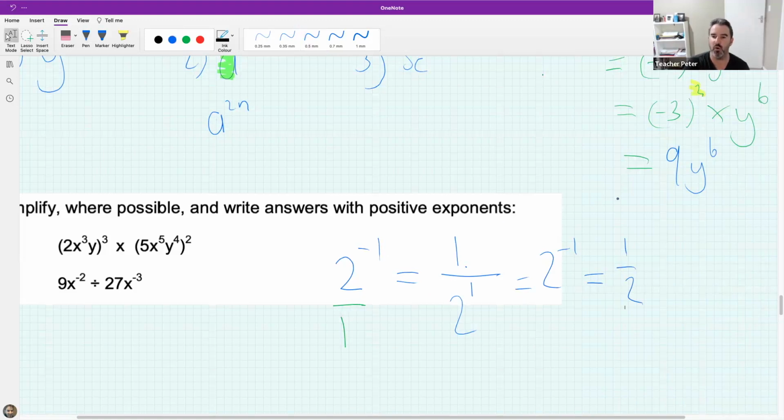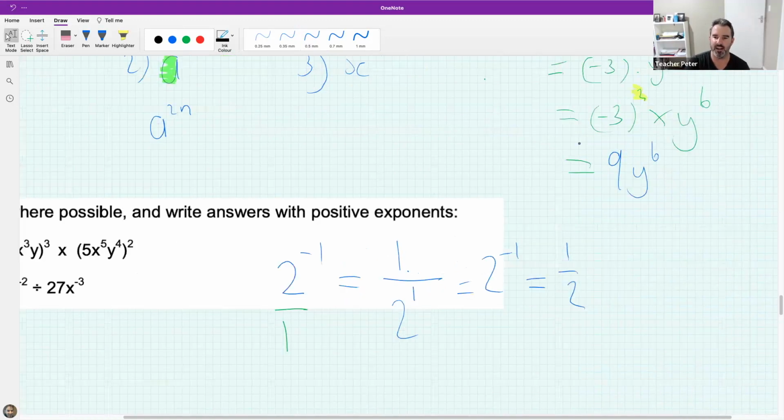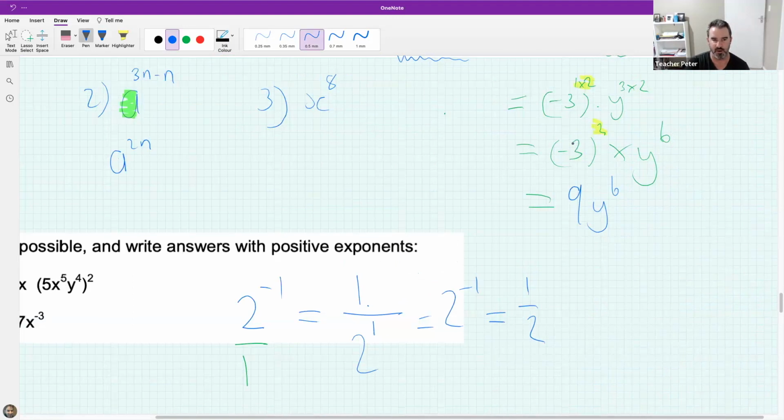Palesa, it's not -9 because in the previous question, it's going to be -3 squared, which is -3 times -3. And a negative times a negative gives you a positive. So that's why it's actually one of the sneaky bits.